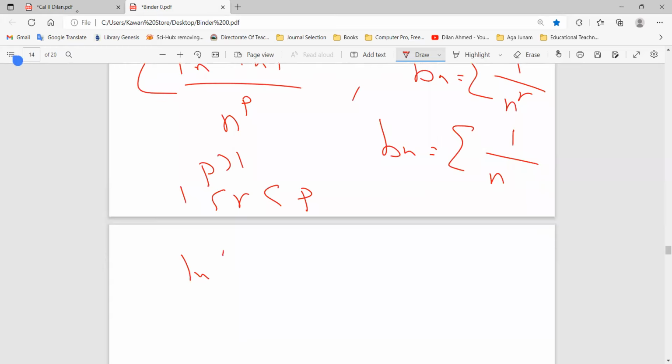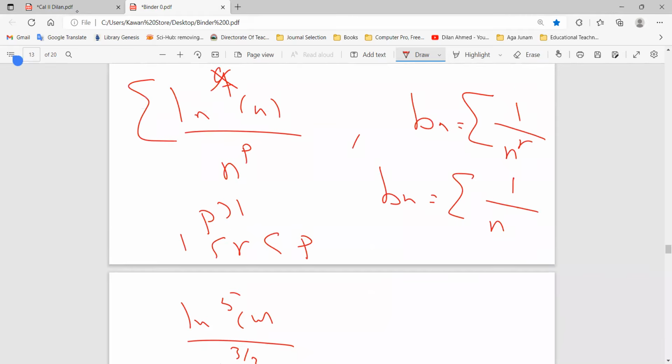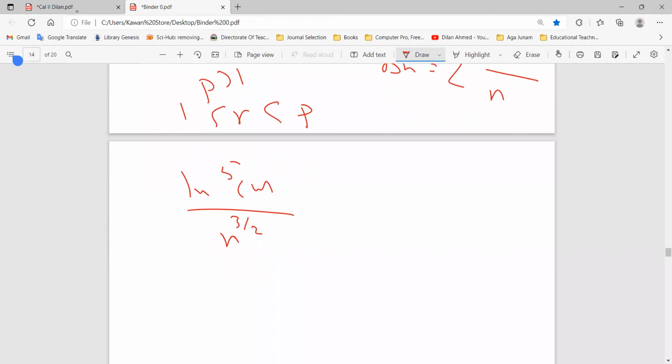Ln of 5, n to power 3 over 2. We have no x here. We have P series, no x. We don't care about x. X is like a number, constant. Now, this example, this is Q. And that one is P, right? So P is 3 over 2, greater than 1, yes, it's 63.